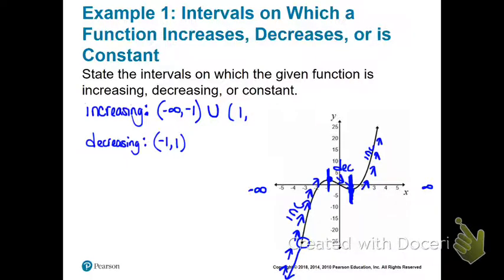And it's going to keep increasing as it goes to the right, and so that x value on that far right is the positive infinity. And remember, we always use parentheses. And we didn't have to worry about constant because our graph wasn't constant anywhere.